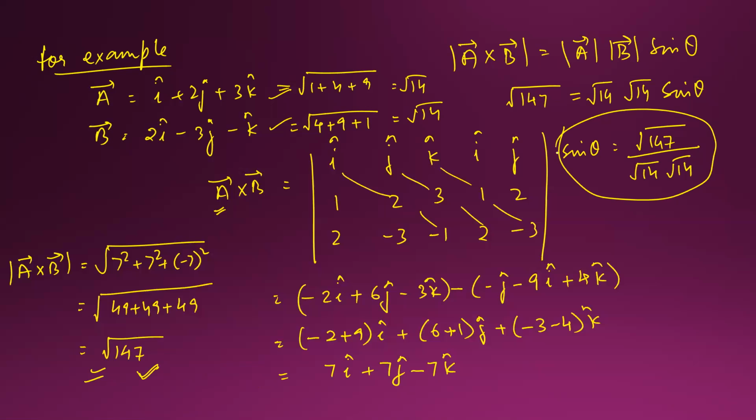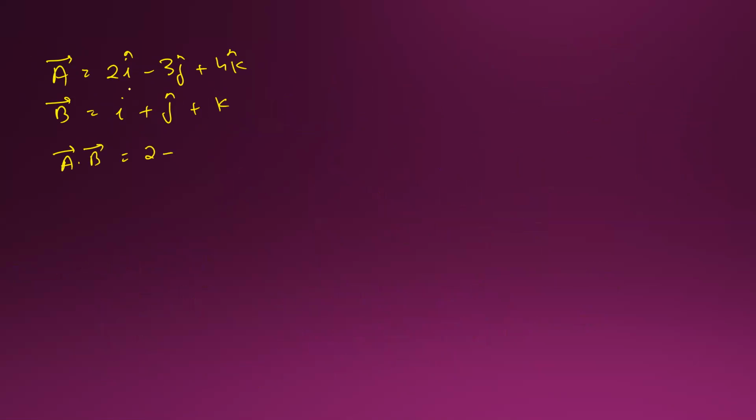How we can find the angle between two vectors with the help of scalar product is, suppose here I am having A vector as 2i cap minus 3j cap plus 4k cap, and B vector is i plus j plus k. So what I have to do is find the dot product first. So A dot B will be 2 minus, see, I am multiplying i with i. So 2 into 1, 2, minus 3 into 1, minus 3, and 4 into 1, that is plus 4. So the value is 3.